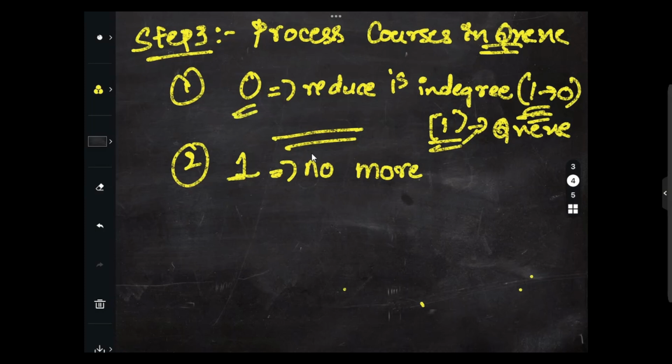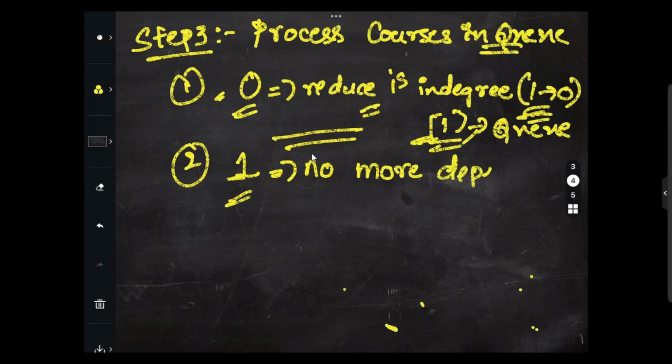After we took 0, reduced this one, pop 0 from the queue, then reduce 1's in degree, nothing but 1 to 0, and we have added 1 to the queue. Now 0 we have already popped. We have considered and popped the 0. And 1. Now we will consider 1. After considering 1, we will pop 1 from the queue.